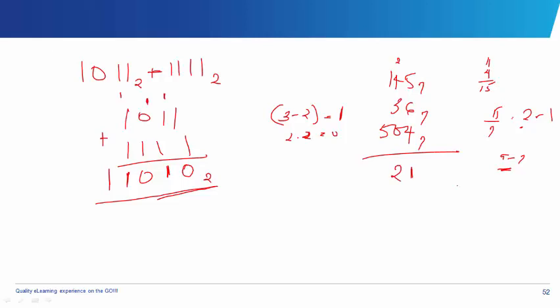We write 2 and carry 1. 1 plus, we put the 1 here. 1 plus 1 is 2. 2 plus 5 is 7. So 7 minus 7 is 0. Carry 1. So this is our final answer. 1021 base 7. Now what you need to understand is what I did here.